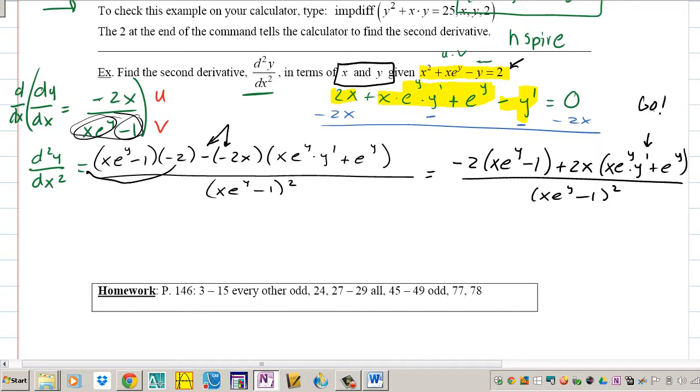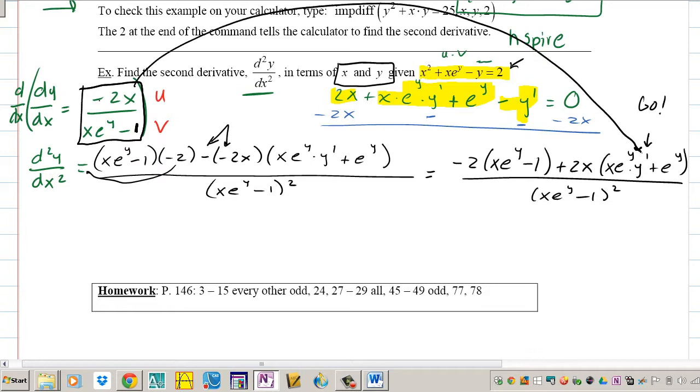How do I make it go away? Well, remember what y prime is equal to? This is y prime. So I substitute this in for y prime and I'm done. I'm not going to go any further than this. I'm just going to make the simple substitution. Like I said, this would not be a problem on the AP exam. It's just way too much.